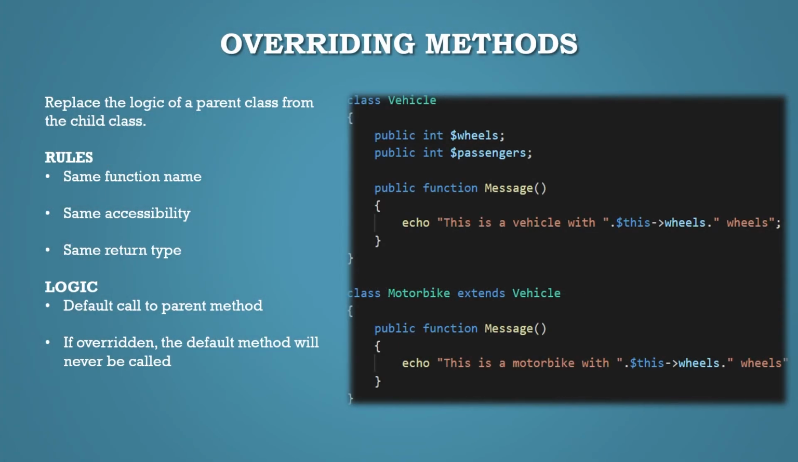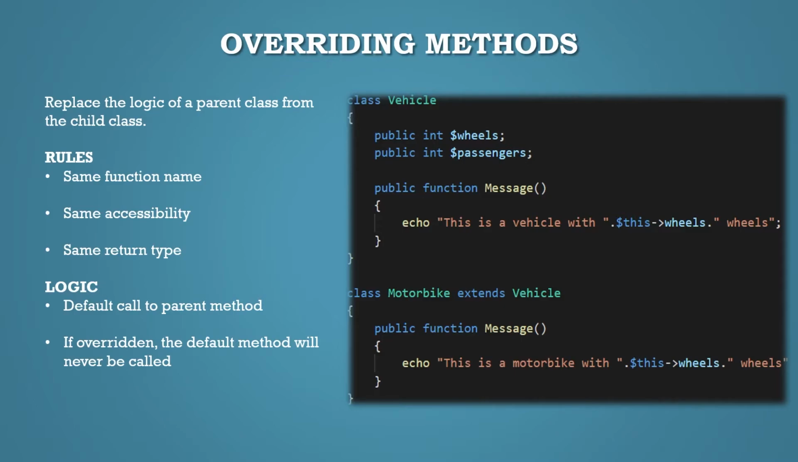A useful feature in inheritance that we can use is called overriding methods. It is basically the action of replacing a parent method with a child version of that particular method. The rules are that the methods need to share the same function name on both parent and child. They need to have the same accessibility keywords on both, and they need to return the same data type. And the logic will work as follows.